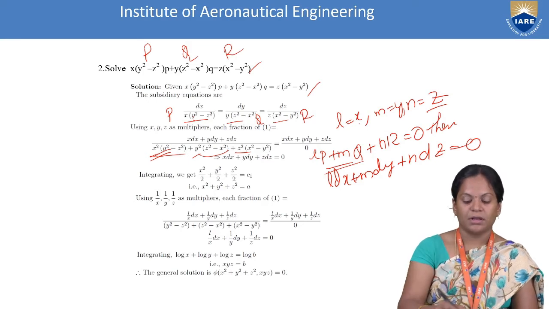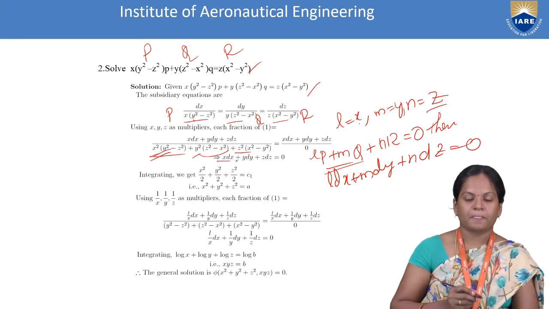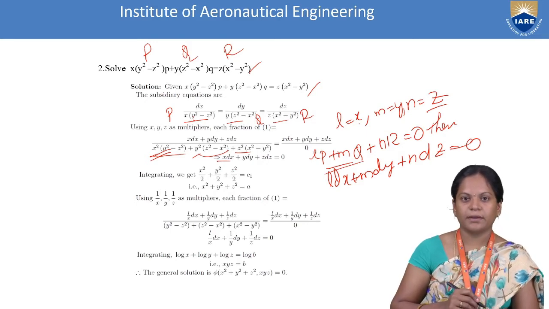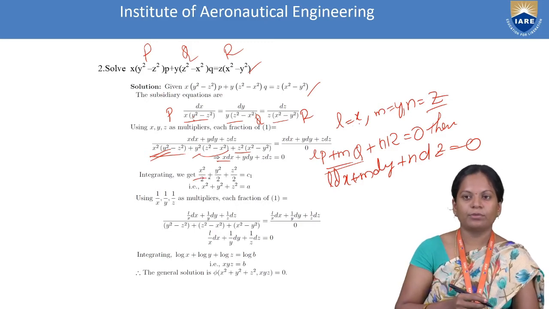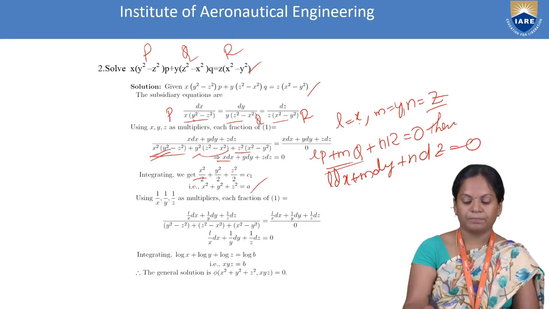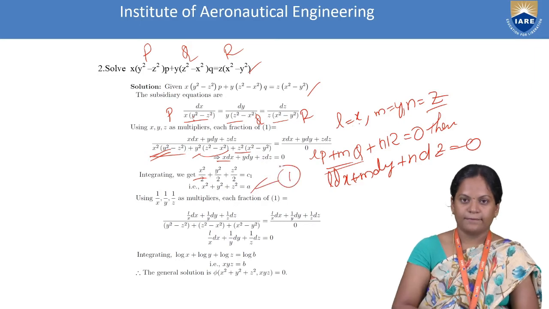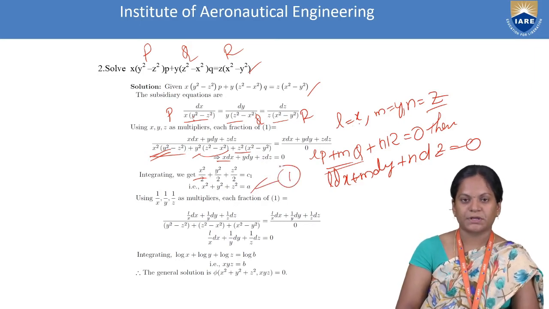Take the integration. Integration of x is x square by 2. Integration of y is y square by 2. Integration of z is z square by 2. So here take the common 2 to the other side. We'll get x square plus y square plus z square equal to a, which will give the first solution, or one solution, by taking the multipliers x comma y comma z.